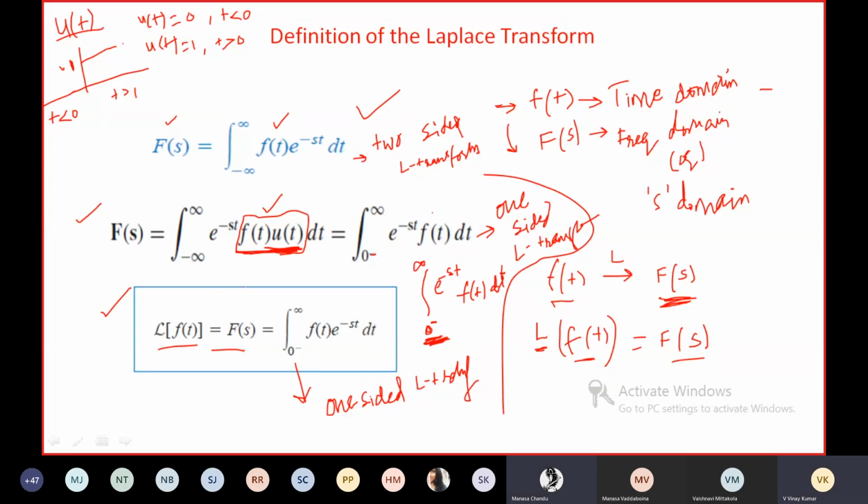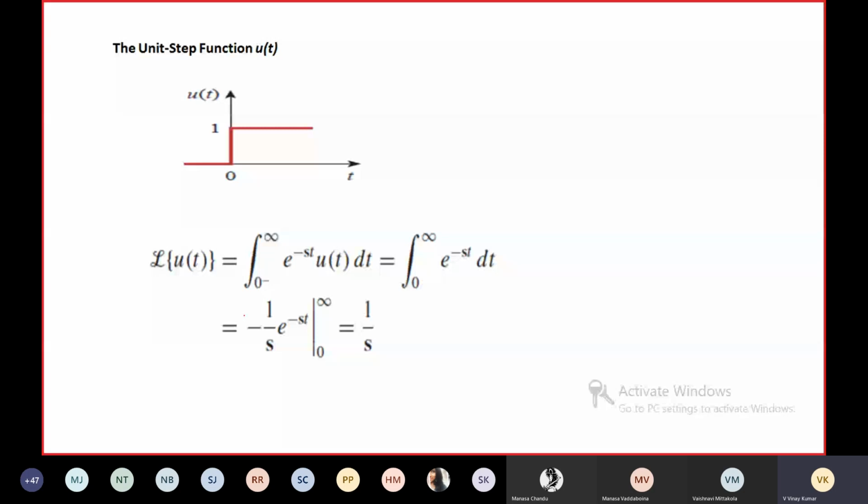So Laplace of f of t is equal to F of s, which is equal to the integration from 0 minus to infinity of f of t e power minus st dt. Right. Okay.